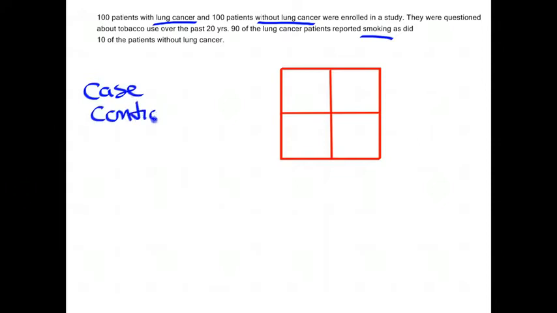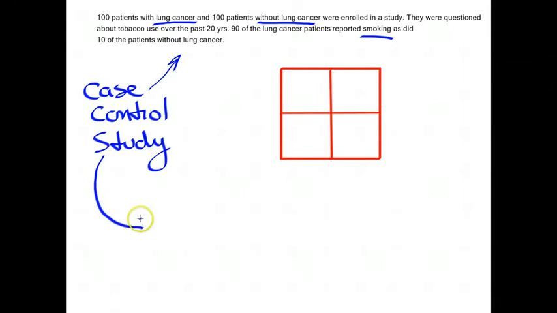And the reason I know it's a case control study is because case control studies start with disease, go backwards in time, looking for exposures. So for case control studies, the measure of association that we would calculate is called an odds ratio. Odds ratios are just that, a ratio of odds. So in this case, it'll be the odds of being exposed to cigarette smoking if you have lung cancer divided by the odds of being exposed to cigarette smoking if you don't have lung cancer.